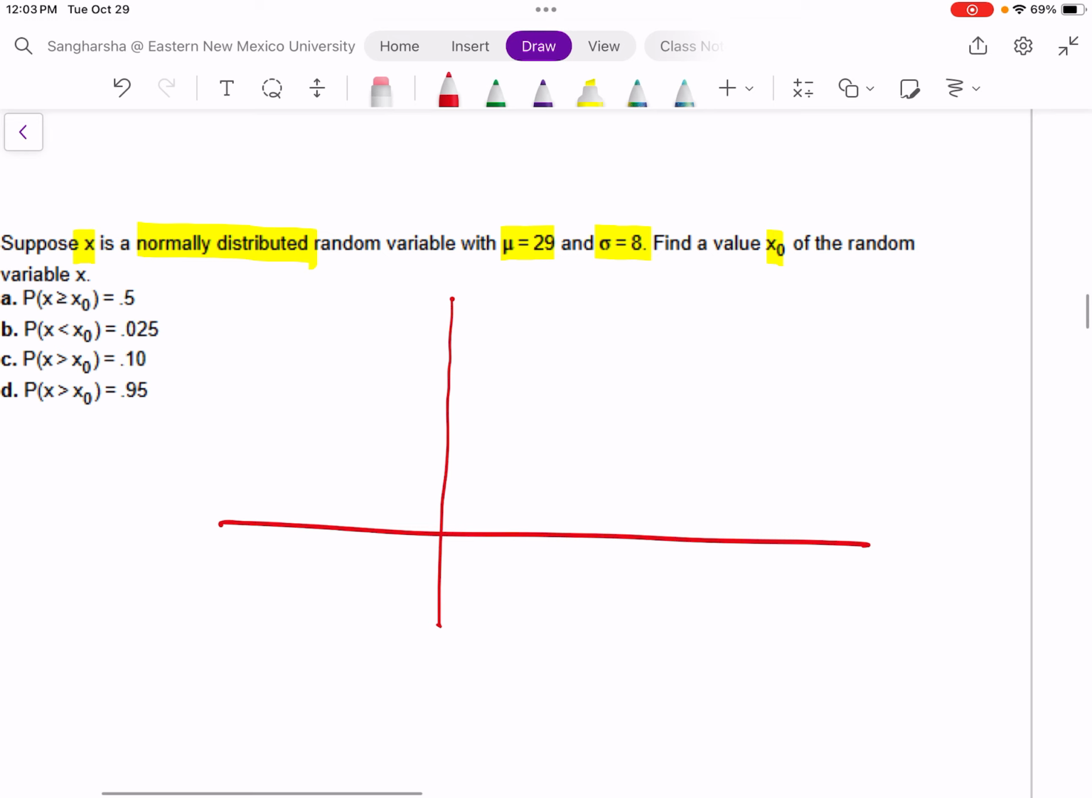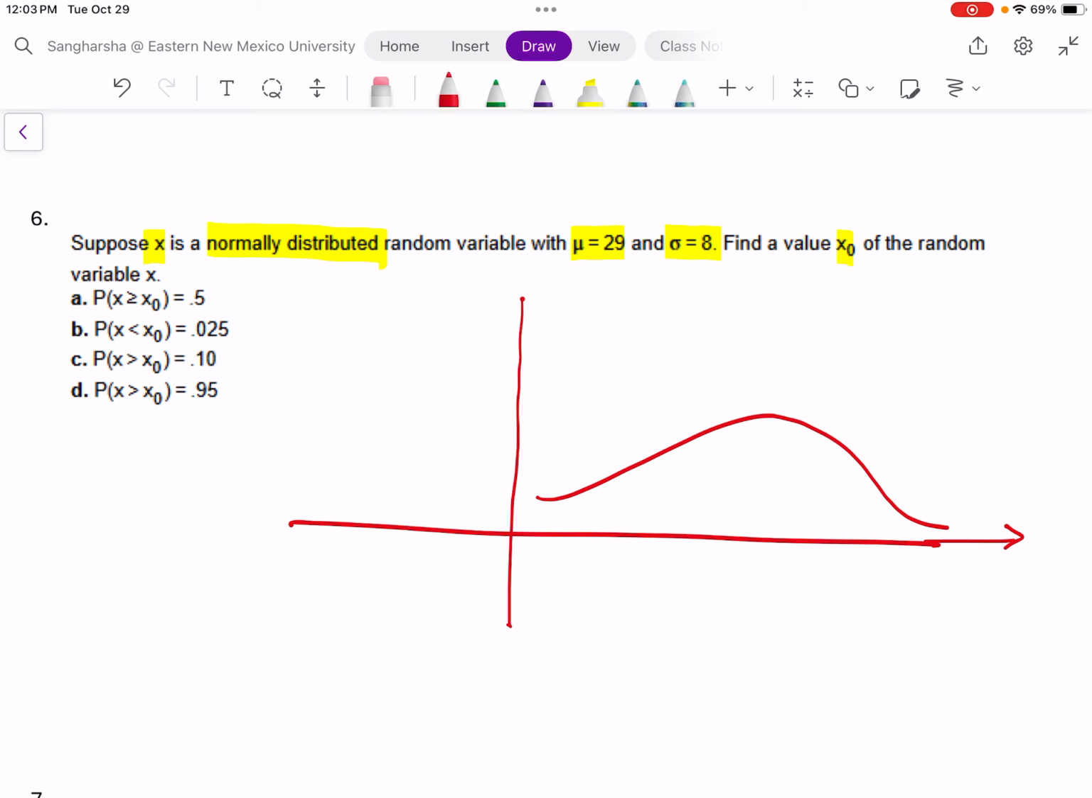So you draw a bell-shaped curve. So this is our normal distribution. Our mean at the center, this is mu, which is 29. And our sigma, standard deviation, is 8. Now we are asked to find x naught such that the probability of x greater than or equal to x naught is 0.5. Here the horizontal axis is x, and this is our f of x.